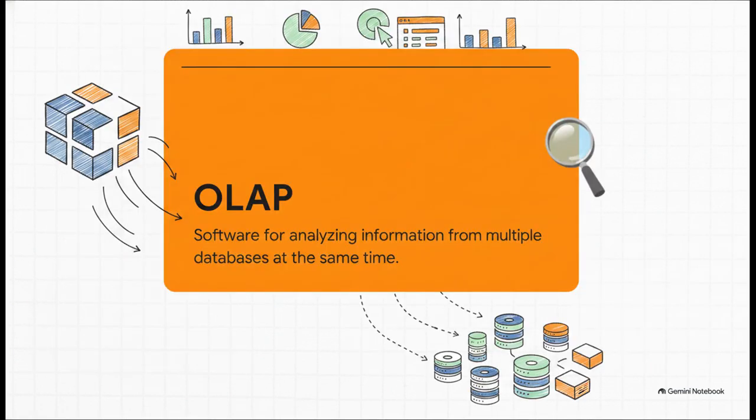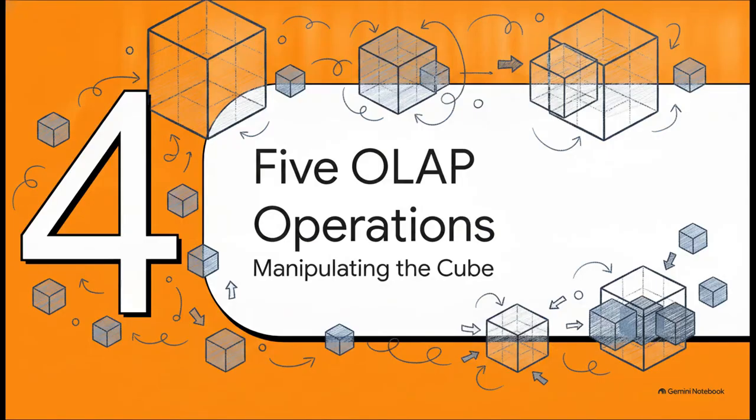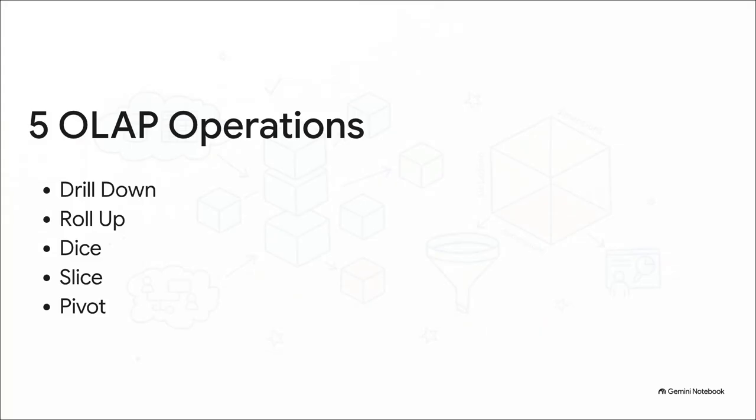The answer? OLAP. That stands for Online Analytical Processing Server. It's a software technology that allows users to perform multidimensional analysis on information from multiple database systems simultaneously. So the crucial point here is that OLAP is the interactive tool that lets us actually play with the data cube we've built. Section 4. The 5 OLAP operations, manipulating the cube. All right, this brings us to the climax of our explainer.